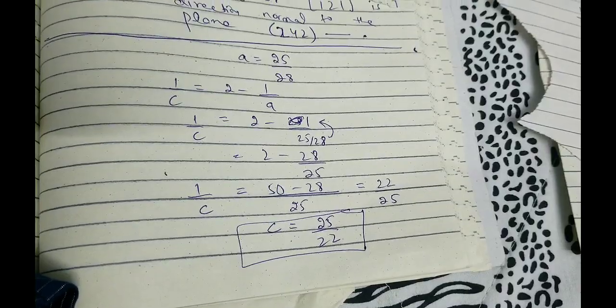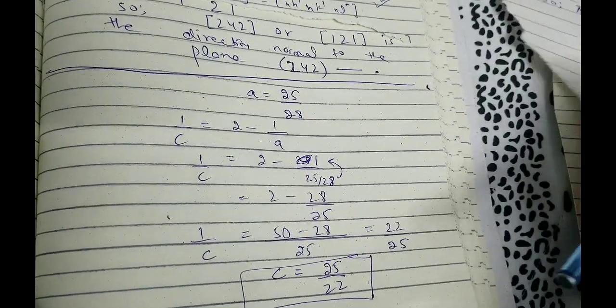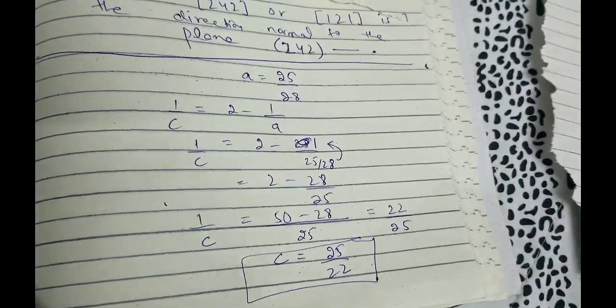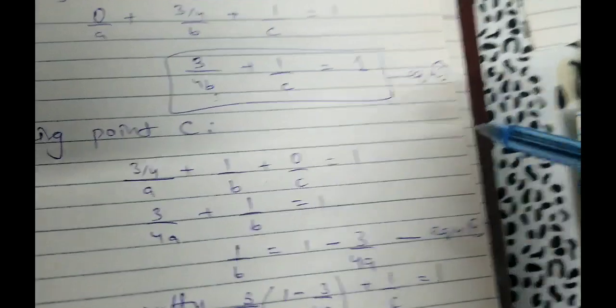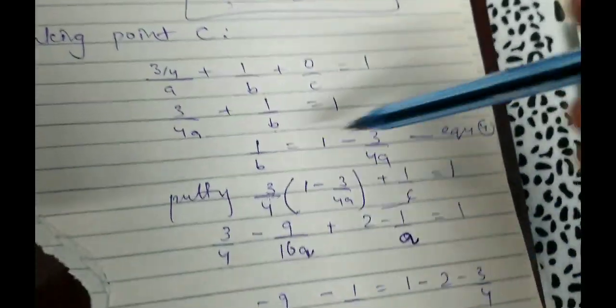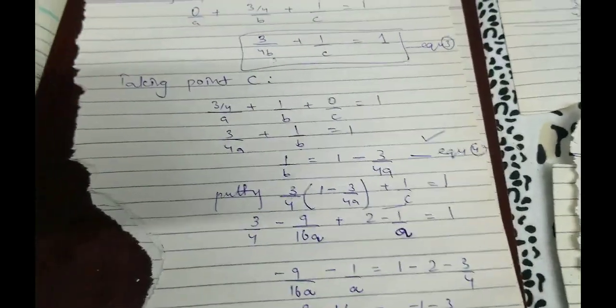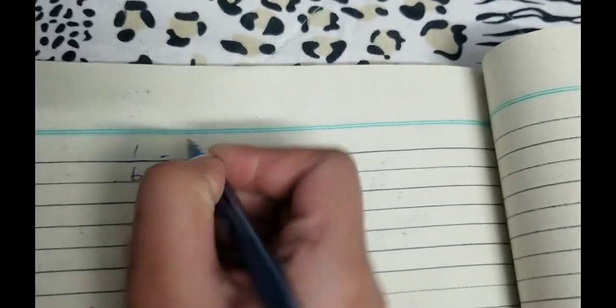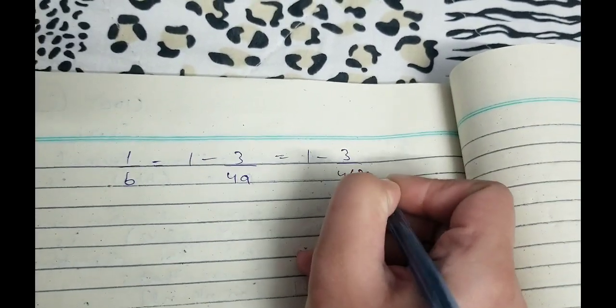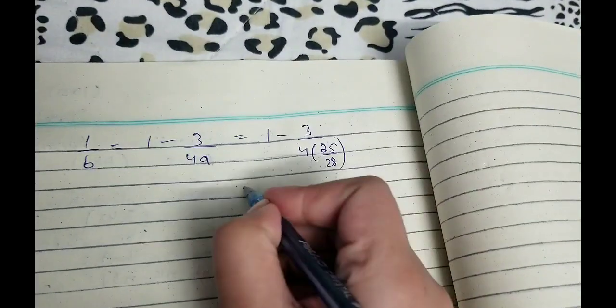Now we need to calculate the y intercept, and for that we'll put the values into either equation 3 or equation 4, it's up to us. So we'll put in equation number 4. Because b is already separated, we just need to put the values, and 1 over b equals 1 minus 3 over 4 into a. A was 25 divided by 28.